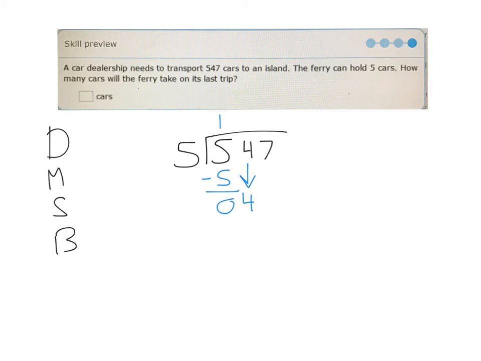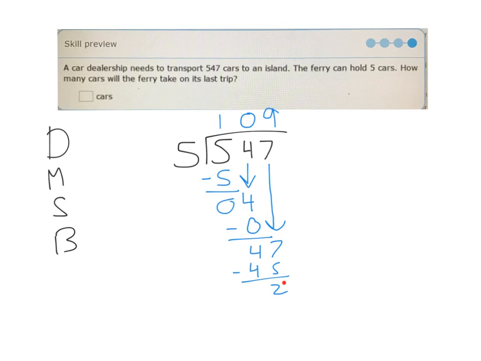How many 5s can I take out of 4? I cannot take any 5s out of 4 dots, so a 0 on top. 0 times 5 is 0. Subtract. 4 minus 0 is 4. Bring down the 7. Division. How many 5s can I take out of 47? I know that 5 times 9 is 45, and 5 times 10 is going to be 50, so that's too big. Has to be 9. 9 times 5, 45, subtract 2, bring down, nothing left.